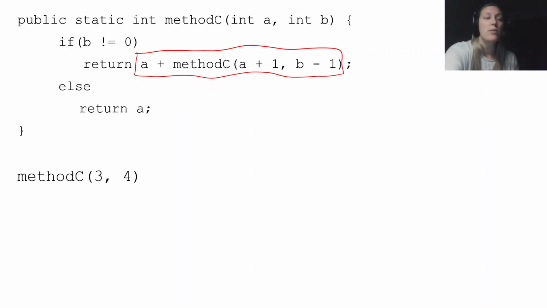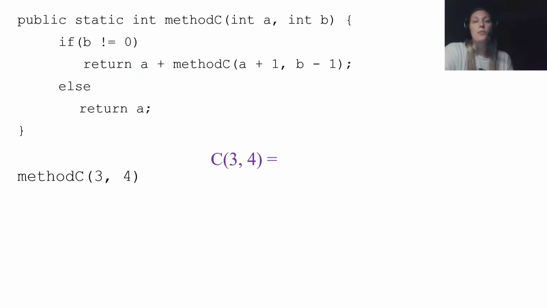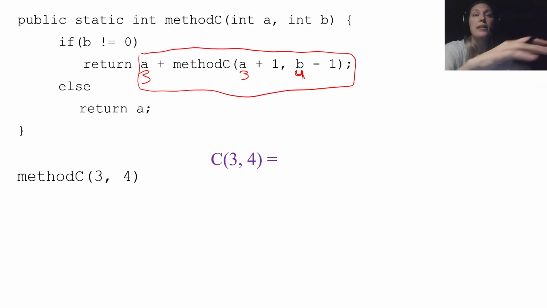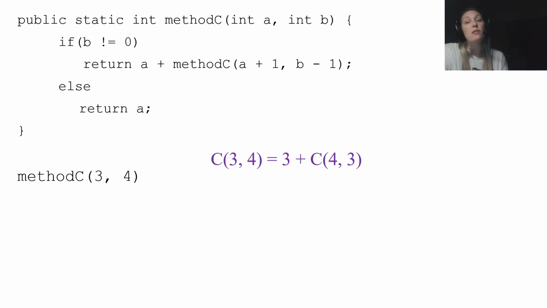So here's what I want to evaluate, method C of 3, 4. So 3 is going to be A, and 4 is going to be B. Because B is not equal to 0, this is the call I'm going to make. So I return 3 plus a recursive call: 3 plus C of 4, 3. A gets 1 added to it, and B gets 3 subtracted from it. So now I have to figure out what C of 4, 3 is.